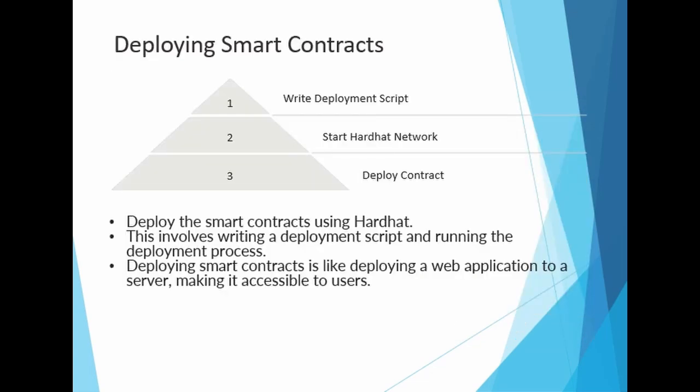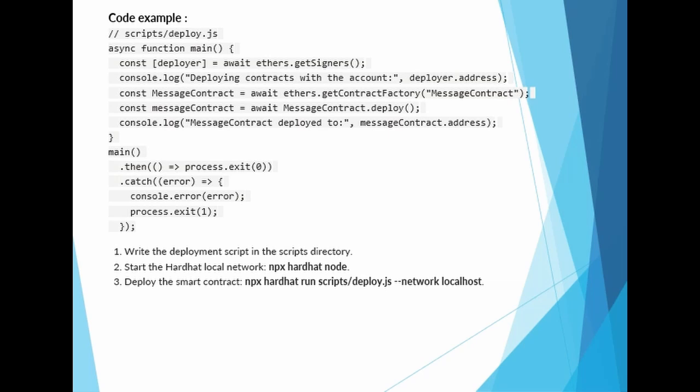To deploy smart contracts in Hardhat, you first need to write a deployment script and then run it. It is basically how we launch a web page or application to a server, making it accessible to users. To deploy a script, first we create a scripts directory and we write our deployment script in it.